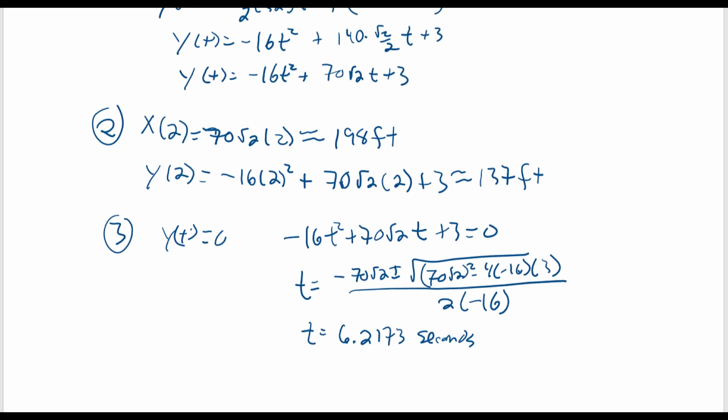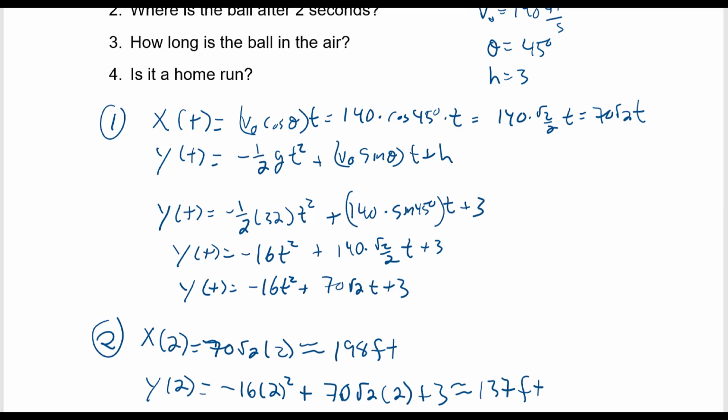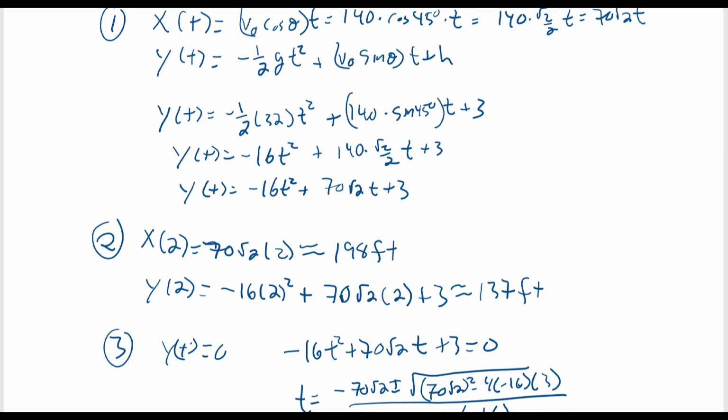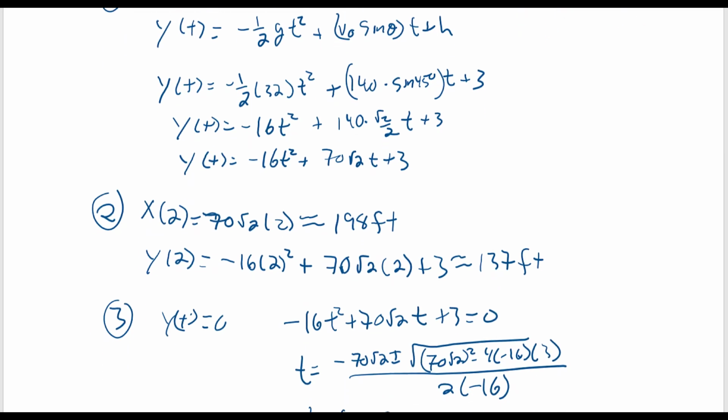And so our last question is: is it a home run? There's information from the earlier part of the problem. What we have to do is see if it goes over the wall at 400 feet. So how high is it at 400 feet? I think the wall might be like 10, 12, or 15 feet high.